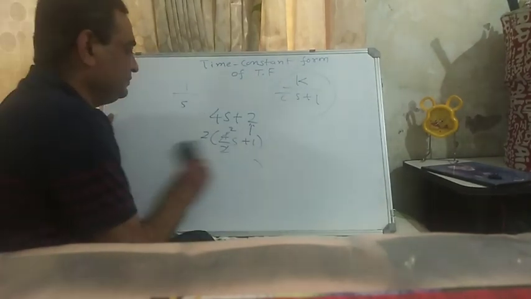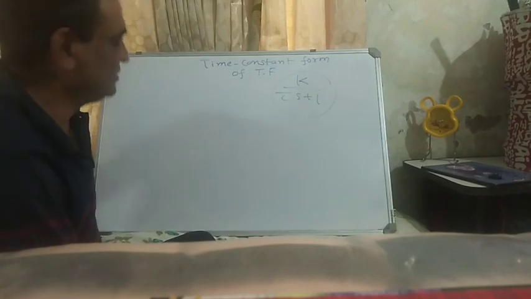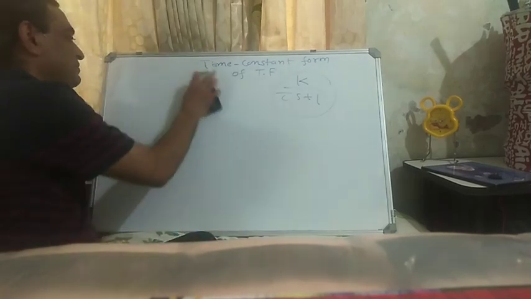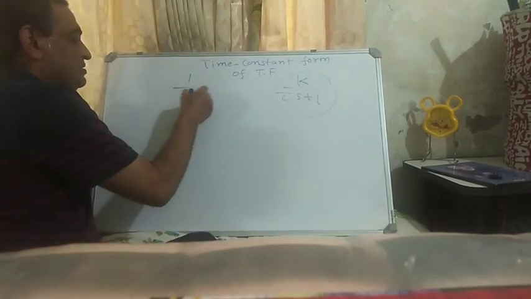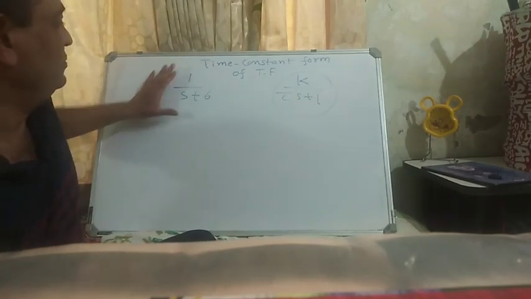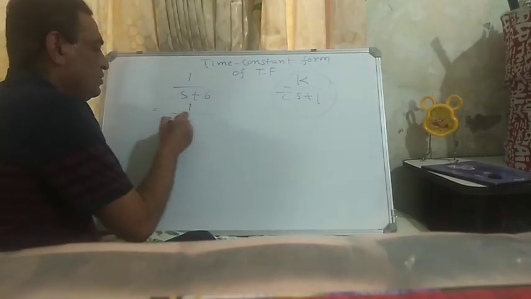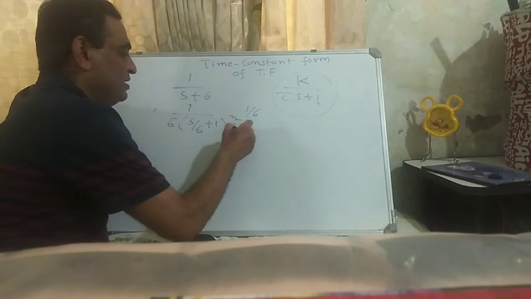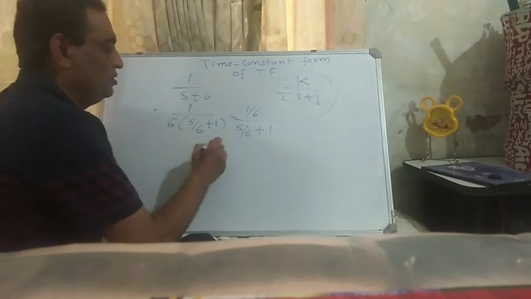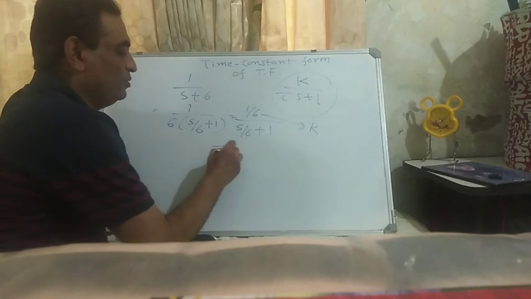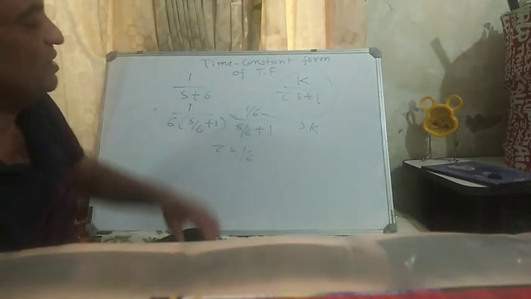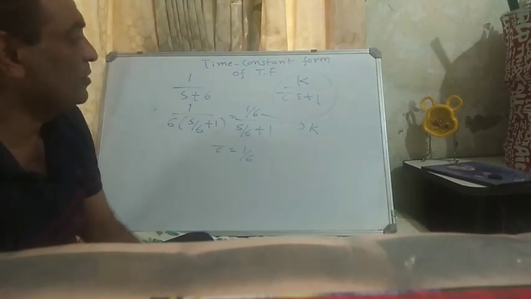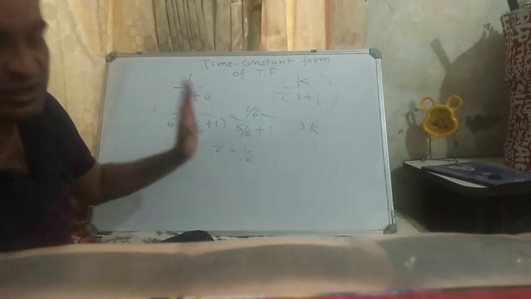Let us take one more example. Let's say 1 upon s plus 6. This is not in the time constant form. So to convert it into the time constant form, I need to take 6 common, s by 6 plus 1. So this is 1 by 6 upon s by 6 plus 1. Now this is k, and tau is 1 by 6, so tau s plus 1. This is how you convert any first order term in the numerator or in the denominator of the open loop transfer function into its time constant form.